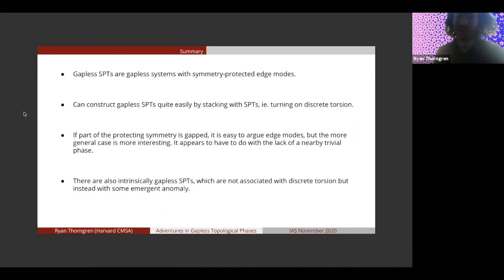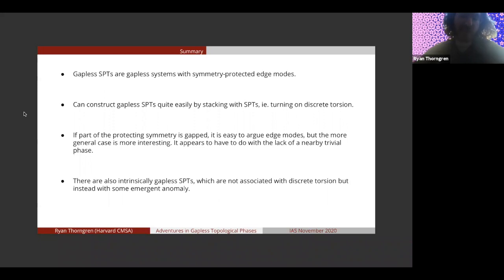So just quickly summarize. The gapless SPTs are gapless systems with symmetry protected edge modes. Maybe there can be some question about what these edge modes are, but I think that if you study it in terms of finite size splitting on an interval, it's a sensible question. We can construct these in a sort of trivial way by taking gapless systems and putting SPTs on top, but still the question of whether there are stable edge modes in those cases is quite interesting, and I think the general story is not resolved.